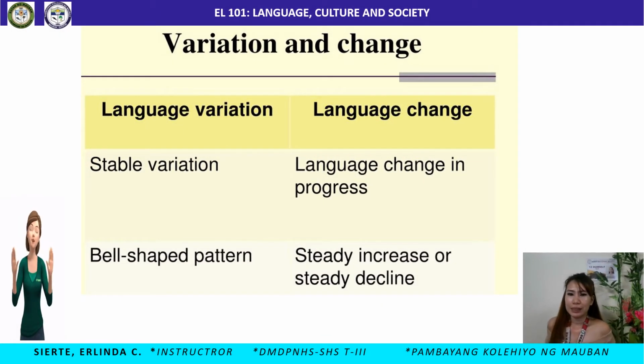Now, let's see the differences about the variation and change of language. On the left column, we have the language variation, while on the right column, we have the language change. Here we have the stable variation, and in language change, change in progress. In language variation, we have a bell-shaped pattern, and in language change, we have a steady increase or steady decline.